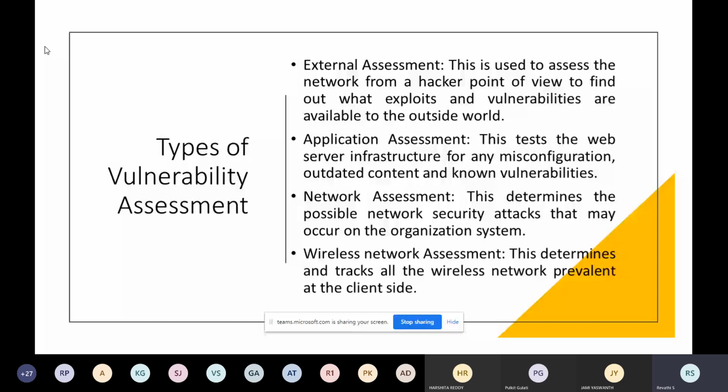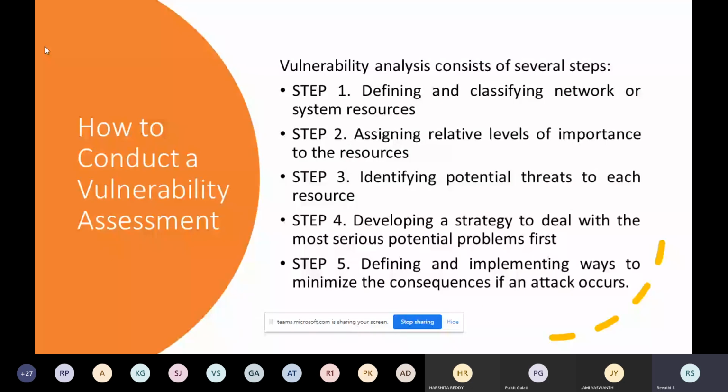And vulnerability assessment consists of several steps. First, you will understand what type of network topology it is and what resources are connected to it. You will give importance to every resource: what is the level of importance, whether it needs to be secured or not. Then you will understand the potential threats to that particular resource, whether it can be attacked or not, and if attacking happens, what level of attacks they can do. So like this, you will be doing it step by step.